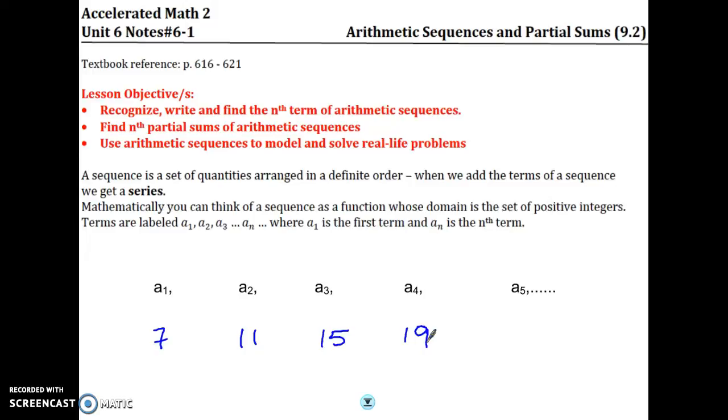What you can see here is that we've got a set of numbers that's just increasing by 4 each time. They have a common difference. And so if we were to make a prediction about the next term, 19 plus 4 is going to bring us to 23. This is what we call an arithmetic sequence. It increases or decreases by a constant difference every single time.